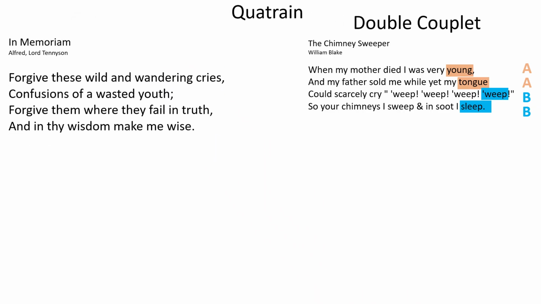Another popular style is to wrap the inside with the outside. So, cries rhymes with wise, and youth and truth are on the inside. That's A, B, B, A. And this is referred to as the envelope style because the A surrounds the B like an envelope.